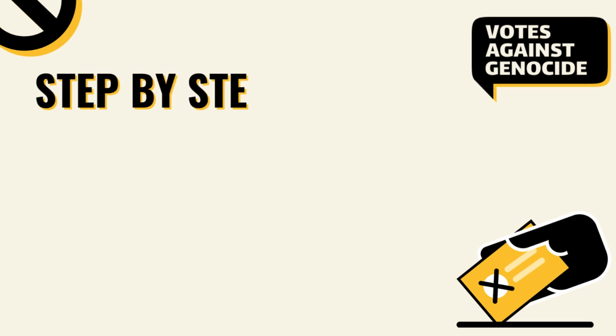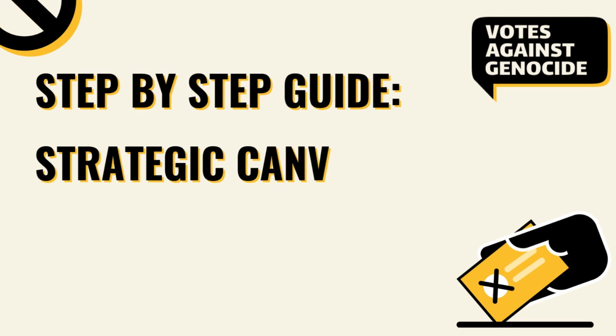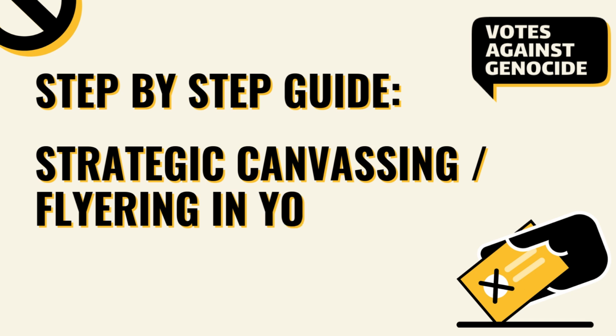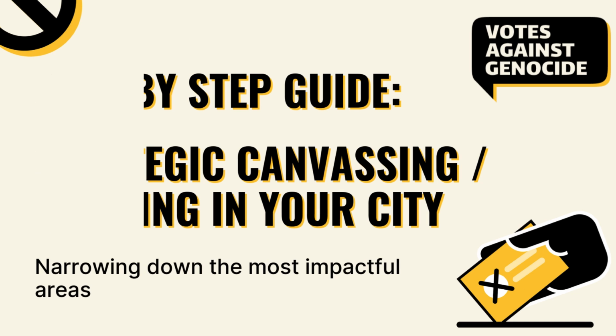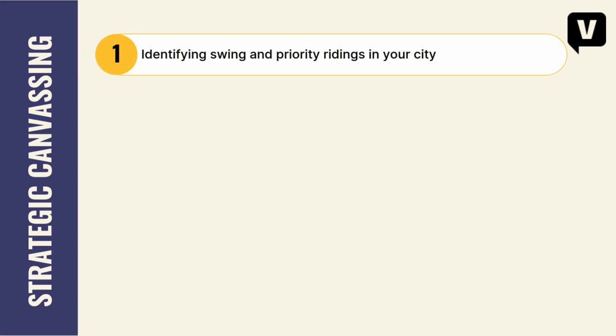A step-by-step guide to strategic canvassing in your city. This video is designed to help volunteers and outreach coordinators with Votes Against Genocide narrow down the most impactful areas while canvassing. This tutorial will cover 6 steps for strategic canvassing for Votes Against Genocide.